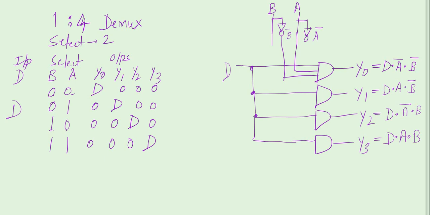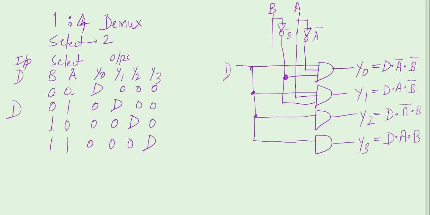Now for the second, D, A and B bar. Sorry, for the first case, this was A bar. Now this is A and B bar. So A is connected and B bar is connected. So this is a connection here, B bar. See, though there is a crossing, the lines are not connected. Whenever the dot is shown, only at those places the lines are connected.